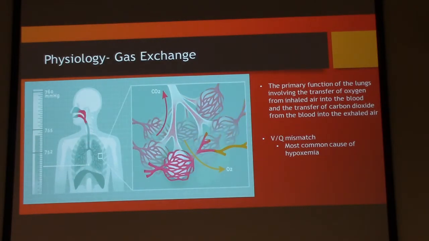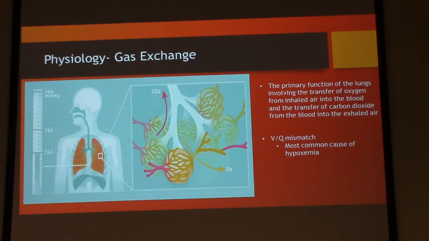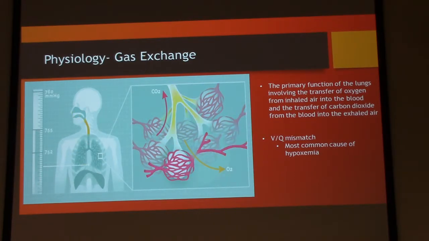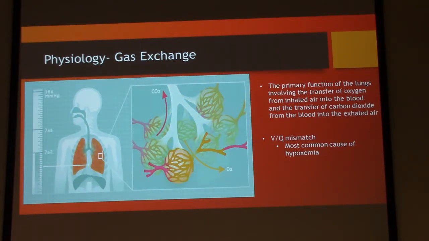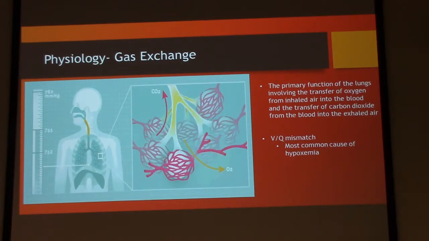So once we get down to the alveoli, this is where gas exchange actually occurs. When we breathe air in, oxygen goes across into the alveolar capillaries and goes to the rest of the body. Also at the alveolar capillary level, CO2 gets offloaded into the alveoli and we will go ahead and exhale that out.